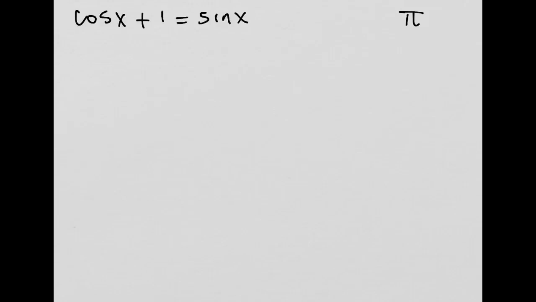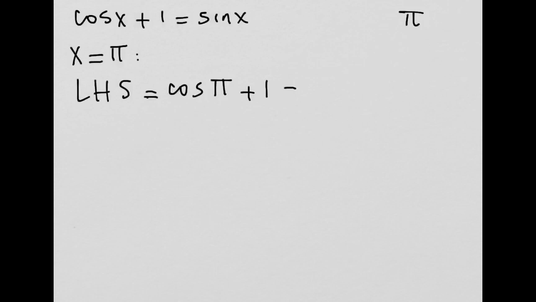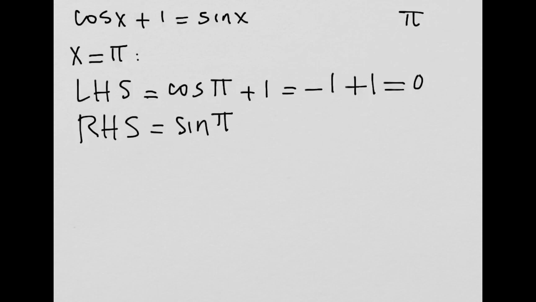Finally, let's check if pi is a solution to our equation. The left-hand side is cosine pi plus 1. That's negative 1 plus 1, which is 0. And the right-hand side is sine pi, which is 0. Left-hand side equals right-hand side, so x equals pi is a solution.